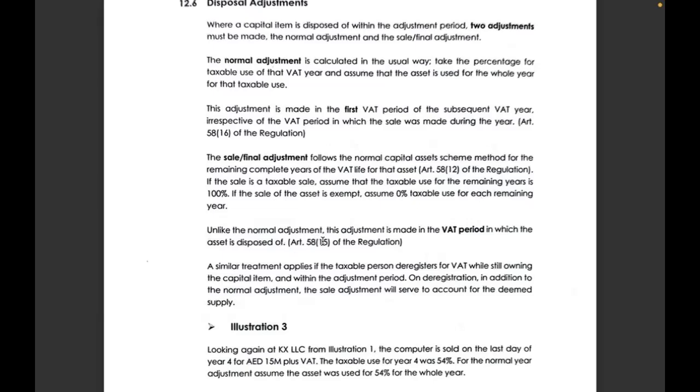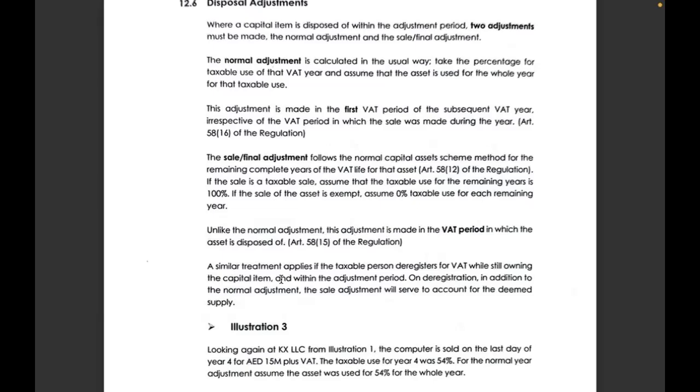Unlike the normal adjustment, this adjustment is made in the VAT period in which the asset is disposed of. Unlike the normal adjustment, this adjustment will be made in the VAT period in which the asset is actually disposed of. So that we need to remember.